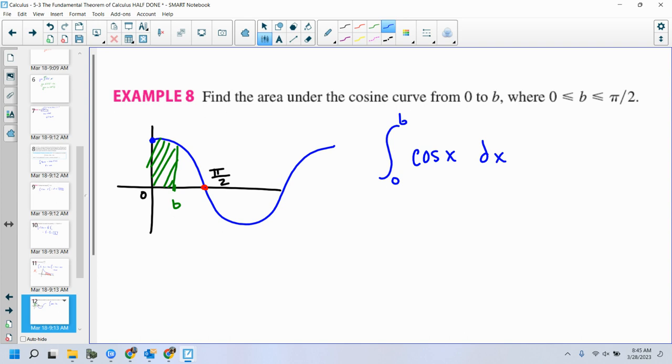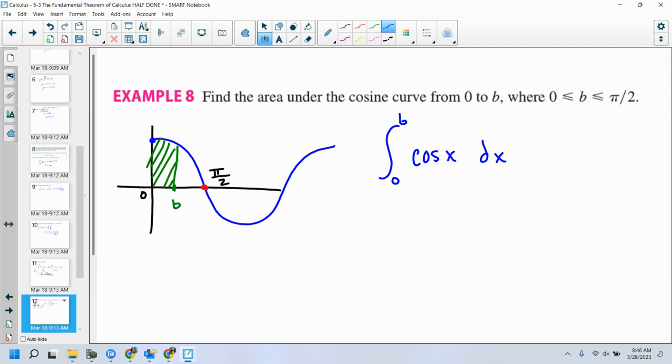What is the derivative of sine? The derivative of sine is just cosine, right? Derivative of sine is cosine. So what's the antiderivative of cosine? Positive sine, right? The antiderivative of cosine is positive sine. The derivative of sine is cosine, so the antiderivative of cosine is positive sine. Be careful with that. I always have to write it out this way because I know the derivatives, but the antiderivatives can get a little tricky. Be careful.